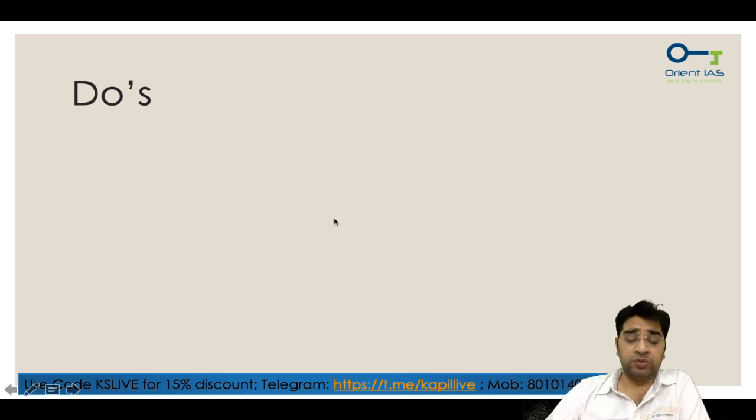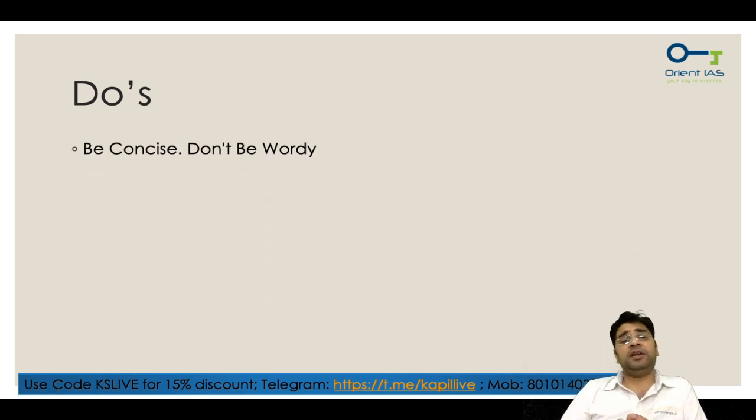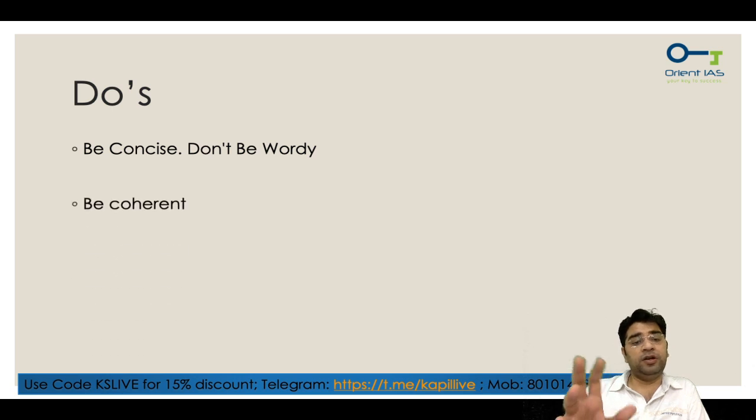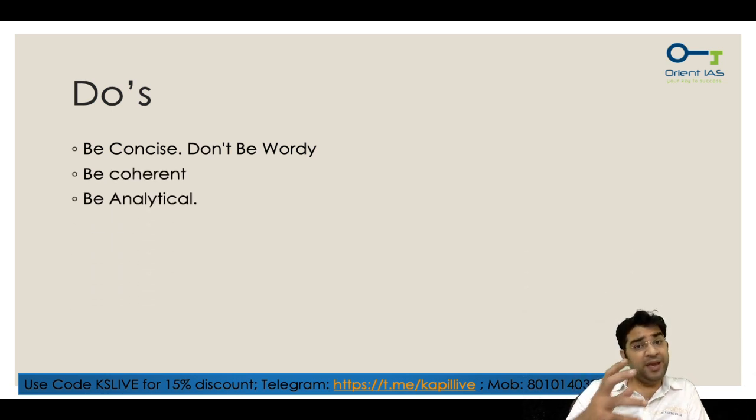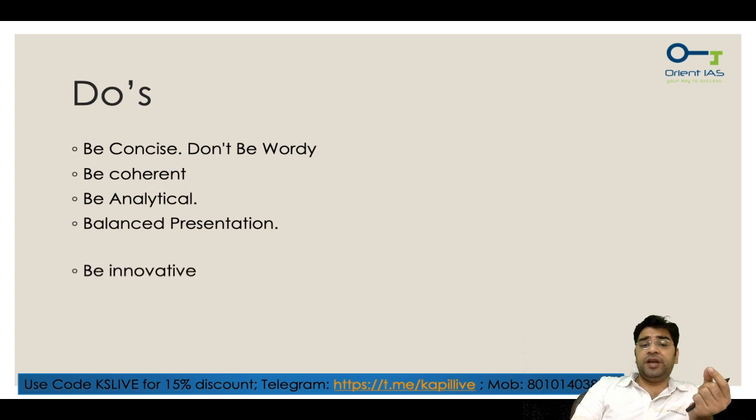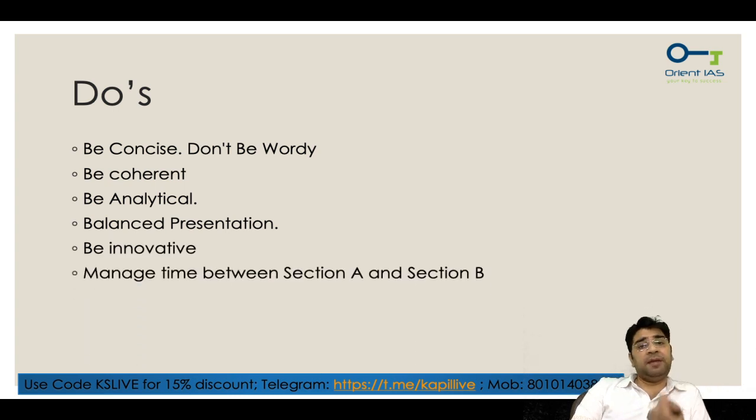Now comes the do's. What is to be done? Be concise, don't be wordy. As I have already discussed, just stick to the important points. Do not focus too much upon one single approach. Students have a habit of writing history. For 3 pages they write the history of the topic, then when it comes to solutions, they write just half a page. This will not serve the purpose. When you are concise, you will be able to take up all the dimensions. Be holistic, be coherent, be analytical, have a balanced presentation, innovation, and manage time between section A and B.